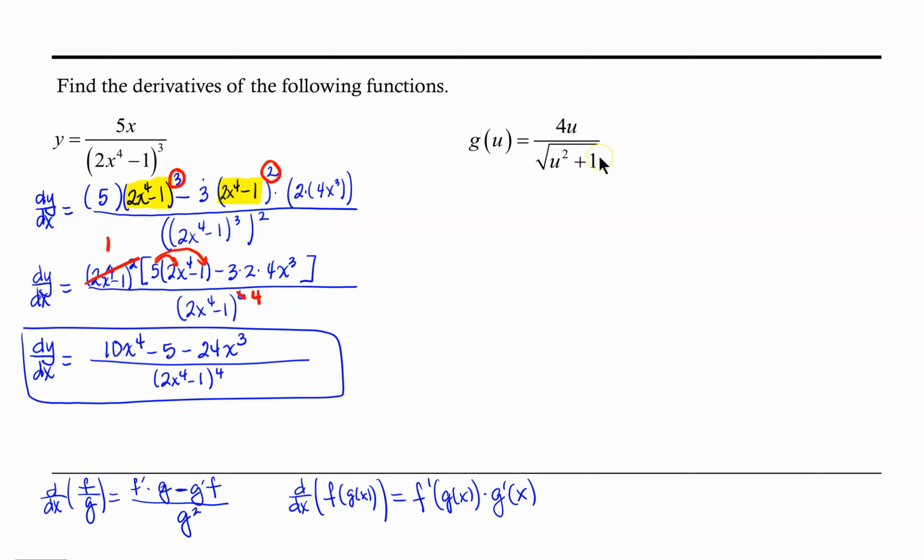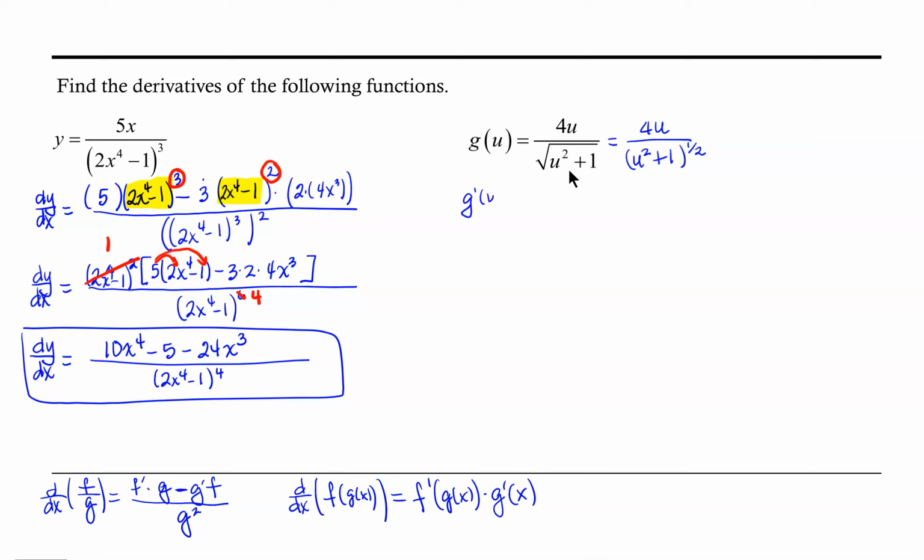So let's take a look at our second example. Notice that in our denominator we have a radical, a square root. So before we apply our quotient rule and our chain rule, we need to rewrite that in its exponent form so that it's ready for applying the power rule. So we'll have 4u over the quantity u squared plus 1 raised to the 1/2 power. So let's go ahead and find our derivative.